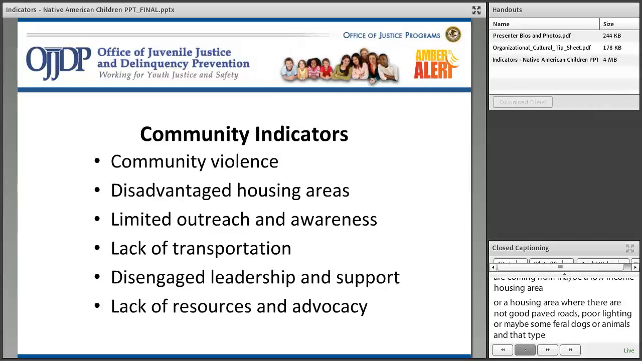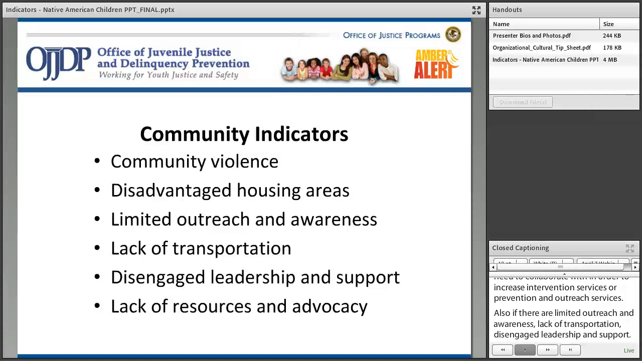Also, if there are limited outreach and awareness, lack of transportation, disengaged leadership and support. And I speak probably more from a tribal perspective on this, is that if we have tribal leadership or corporation leadership and they have a different priority, or they are not interested maybe in issues such as this, like increasing family wellness or connectedness, then that leads into becoming a much bigger problem.